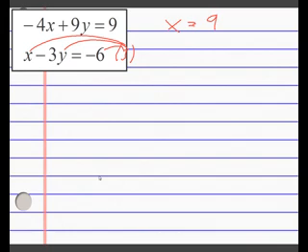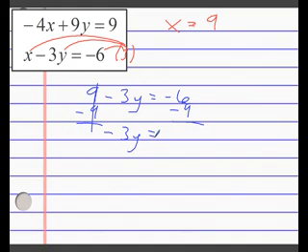So now I'm going to use the bottom one because it looks a little bit easier. X, or 9, minus 3y equals negative 6. My two-step equation, I'm going to subtract 9 on both sides and get negative 3y equals negative 6 minus 9 is negative 15. Divide by negative 3 on both sides and get y equals positive 5. So our solution is 9, 5.